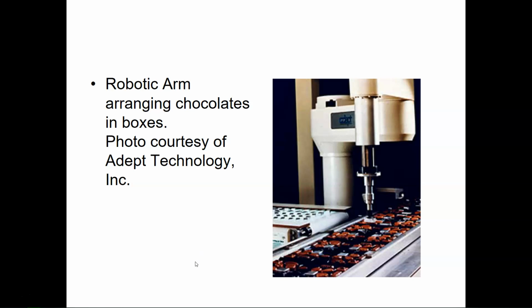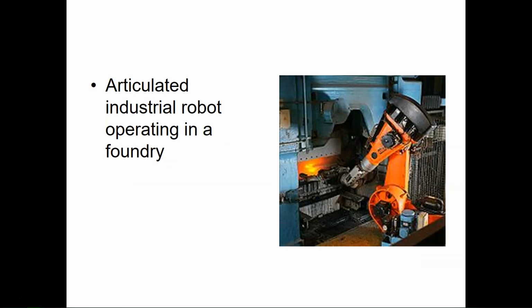This one is a robot arm that's arranging chocolate in boxes. And I've got some videos I can show y'all later, some really cool ones. This is an industrial robot being able to operate a foundry. Do y'all know what a foundry is? No, ma'am, I don't.